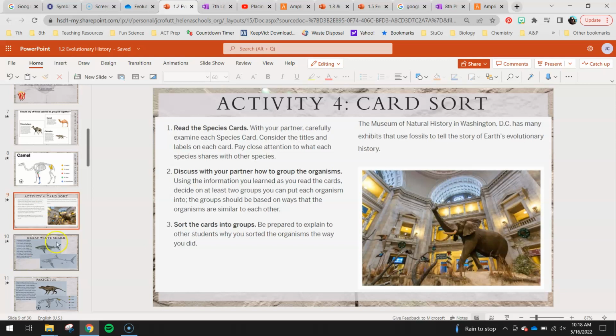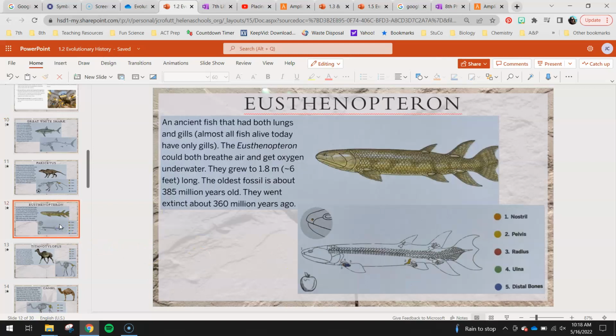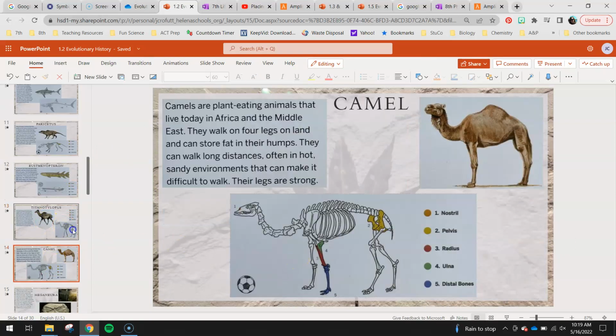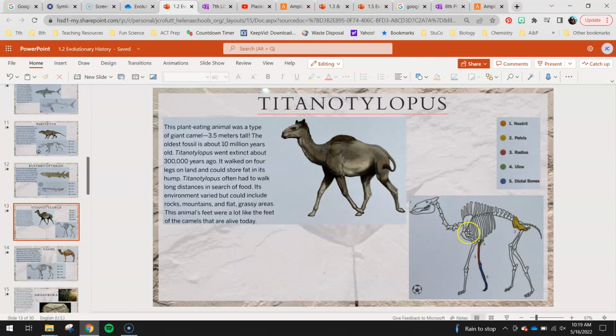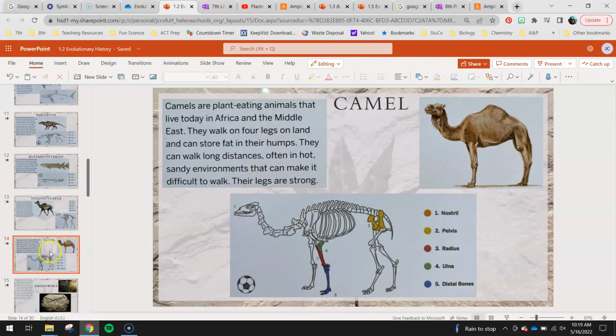Okay, so if we take a look, these are the other organisms. I'm just going to blow through really quick. So great white shark, you guys can read about the great white shark. You can see its comparison from a skeletal to the soccer ball. Eusthenopteron. It's kind of like a fish, so you guys can check out what that looks like. Here's your little Titanotylopus, which we just talked about. Here's the camel. Again, you guys can see how much bigger this Titanotylopus is compared to the camel, if you look at the little soccer balls.